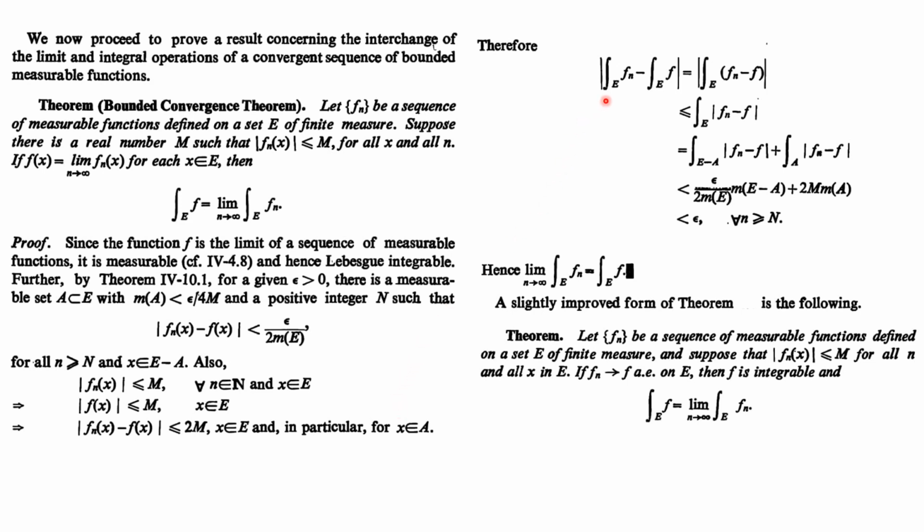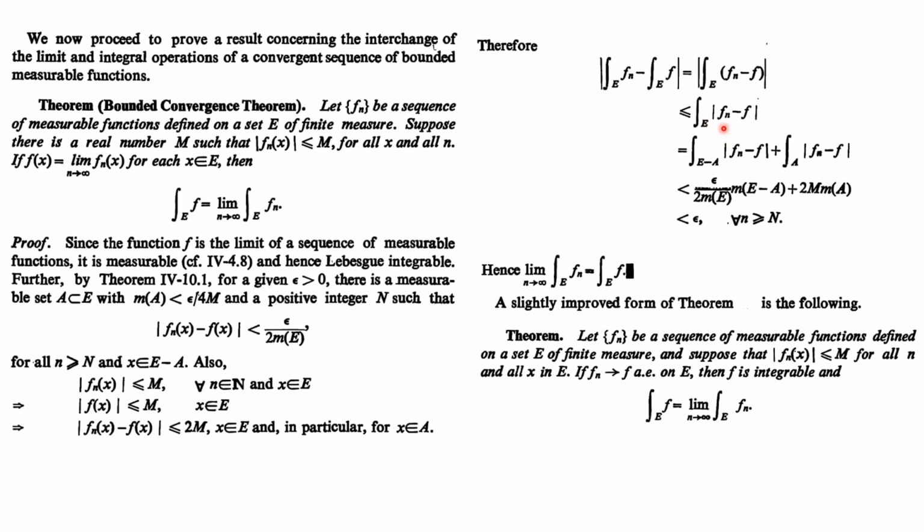Therefore, consider the integral of fn minus the integral of f over E. By using properties, we can write this as the integral over E of fn minus f, which will be less than or equal to the integral of mod of fn minus f. So this mod will be replaced with this inequality. This is the triangle property.